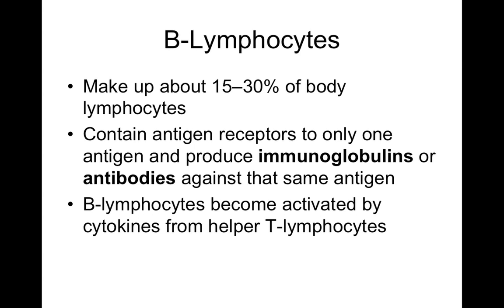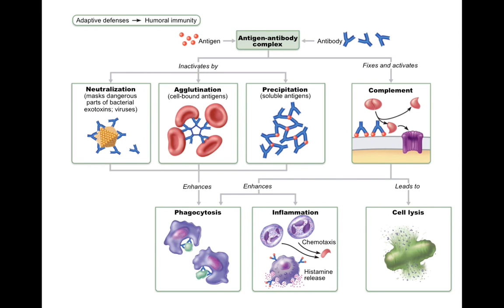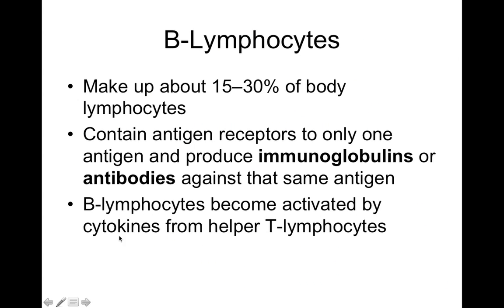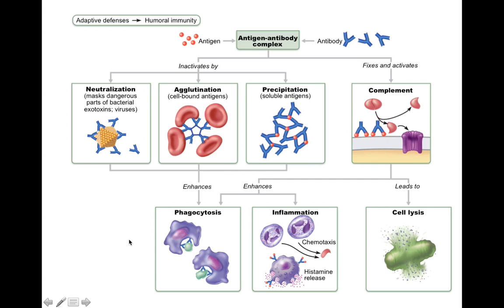So what this means is you'll have B lymphocytes that are making antibodies against that foreign antigen. Okay, and they start pumping out these little antibodies. Now they're also sensitive to cytokines as well, you guys. So cytokines can help activate these B cells. And what this next slide shows are some of the functions of antibodies.